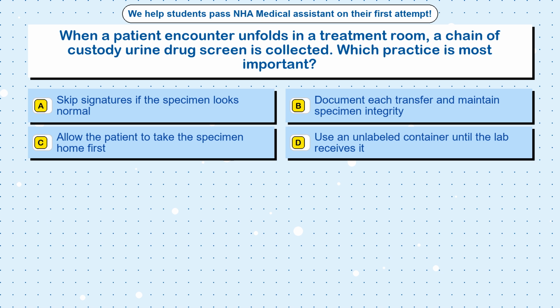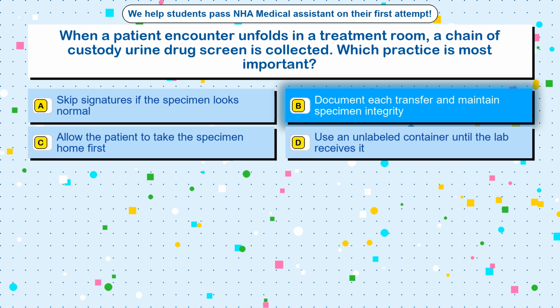Option C, allow the patient to take the specimen home first. Option D, use an unlabeled container until the lab receives it. The correct answer is option B, document each transfer and maintain specimen integrity.